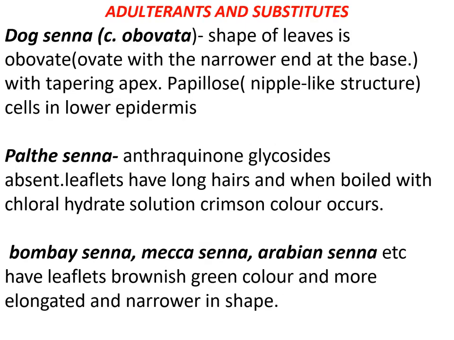Adulterants: Dog Senna, and this is Cassia obovata. This is the adulterated species. It has the same structure and same features, but it does not have as much potency as Indian Senna or Cassia angustifolia. Then all these details are also there. Then Palthe's Senna. This is another adulterant of Senna leaves.